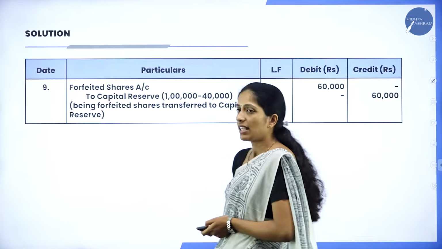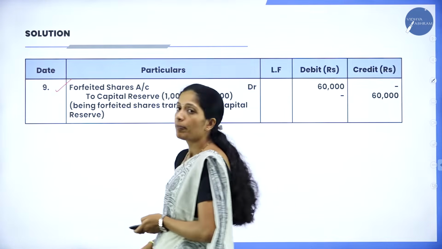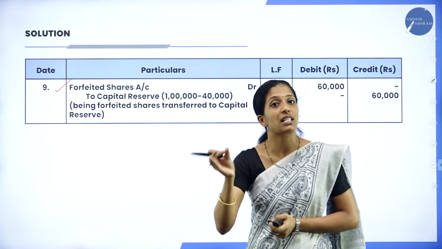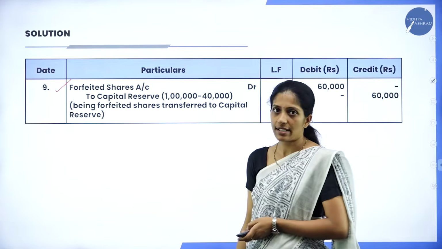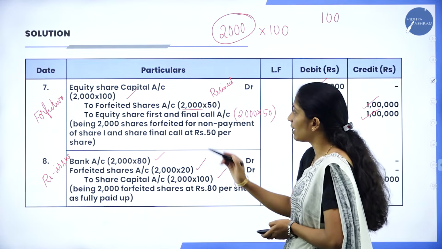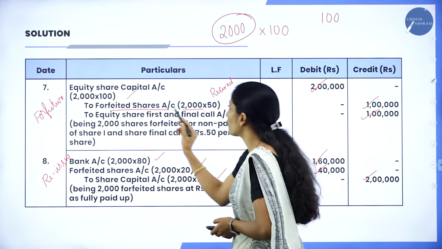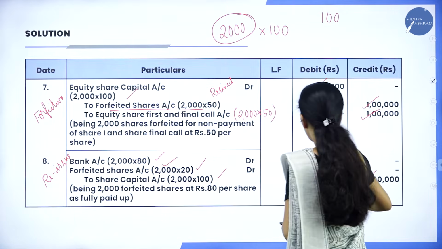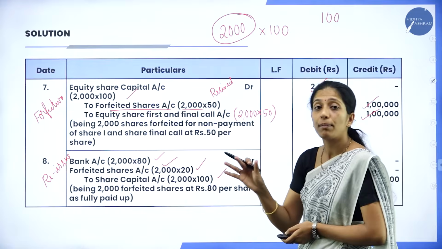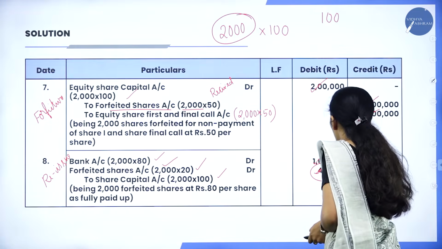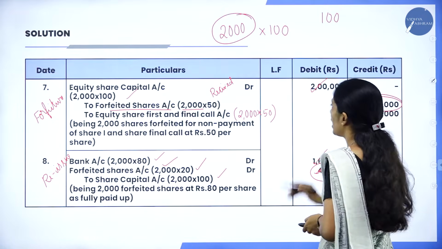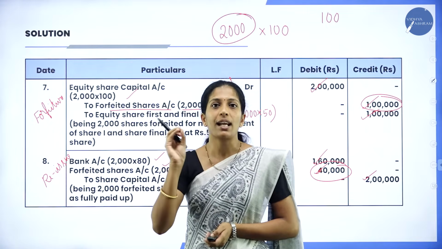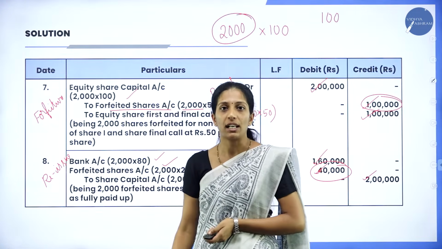Now the last entry, that is the 9th entry, is for what? The amount which is there in the forfeited shares has to be transferred to capital reserve. Now what is the amount in the forfeited shares? Here we have forfeited shares 1 lakh, and here we have 40,000. So 1 lakh minus 40,000. That remaining amount has to be transferred to capital reserve.